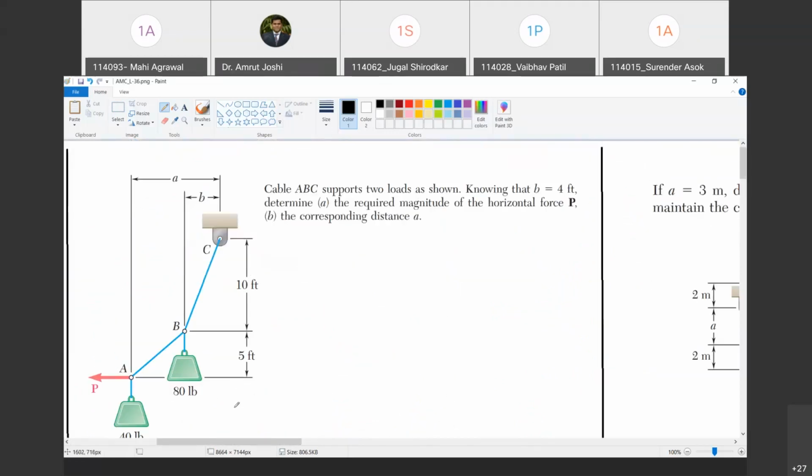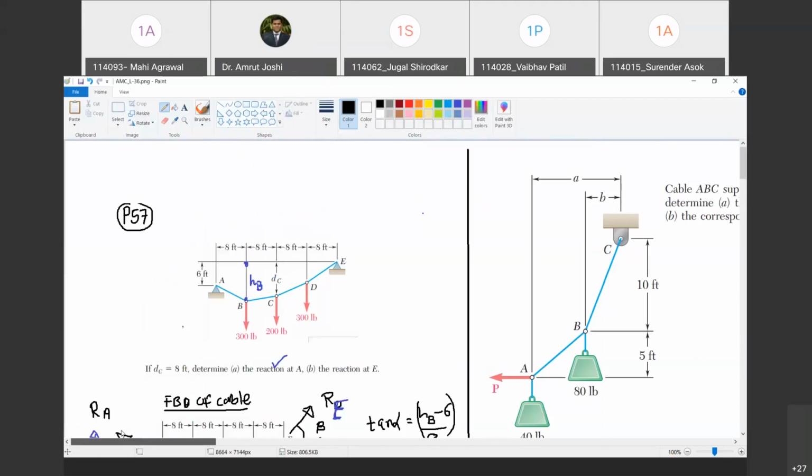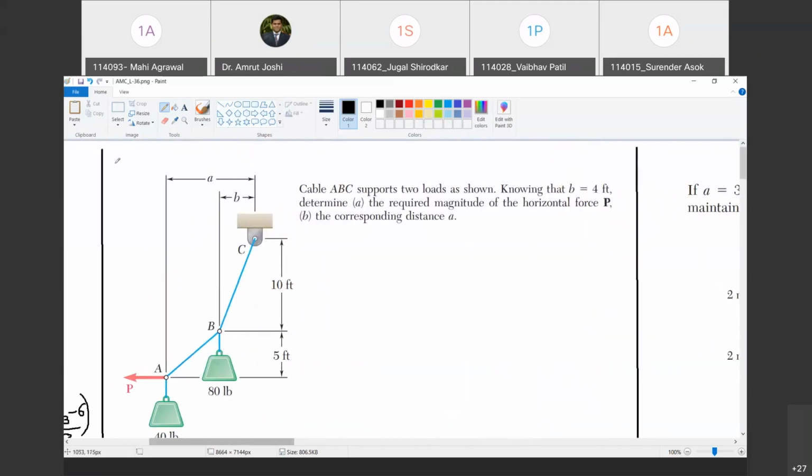Now, can you read the statement of the next problem for me? So this is problem number 58. Yes, go ahead. Cable ABC supports two loads as shown. Knowing that b equals 4 feet, determine: A, the required magnitude of the horizontal force P; B, the corresponding distance a. Okay, so what is given? You have been given that b is equal to 4 feet. Happy?